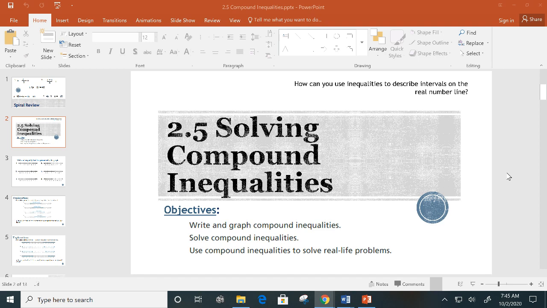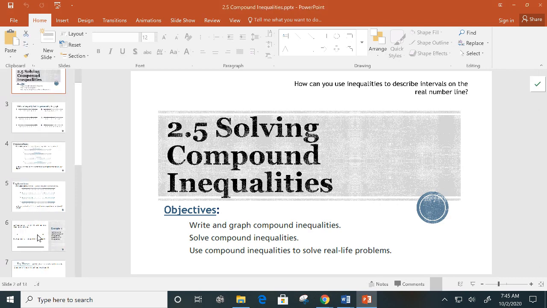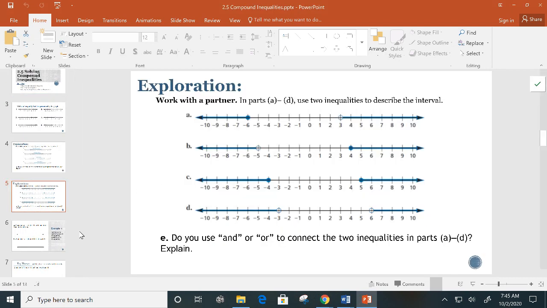We're going to continue with Chapter 2 and Section 2.5, which deals with solving compound inequalities. So we're still in the realm of inequalities, just a different type of inequality that we're going to deal with today. So 2.5, solving compound inequalities. So let's take a look at our first example here.